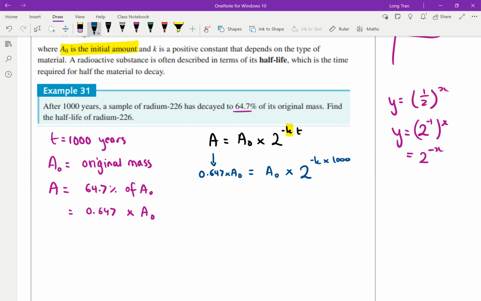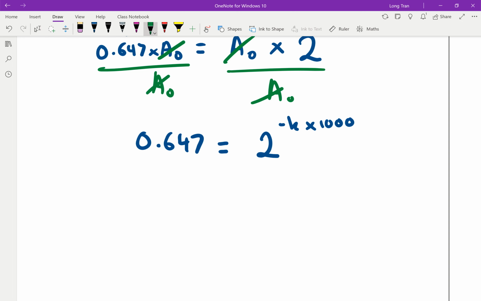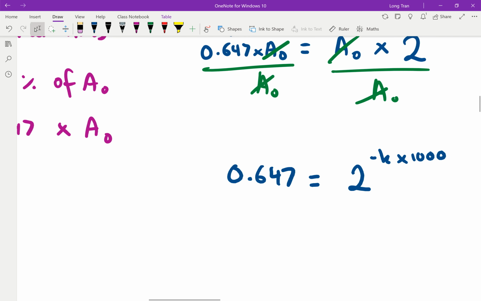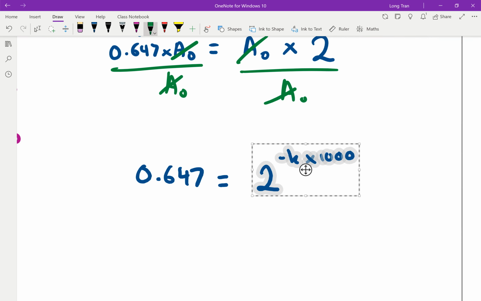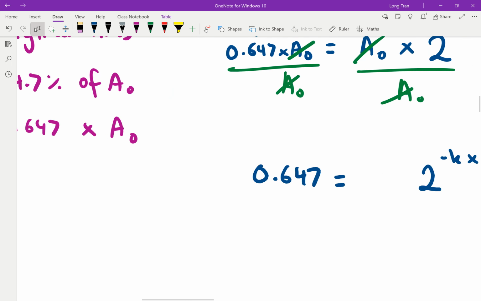It's 1,000. Okay, so simplifying this, if I divide both sides by A0, it conveniently cancels out to be 1. And so your next line becomes 0.647 is equal to 2 to the power of negative K times 1,000. And to get rid of the exponential base 2, I'm going to do logarithmic base 2 on both sides. Okay. Maybe I should write it like this to help you see. Let's move it down a bit, and then I'm going to move this one over a bit as well. Like that.